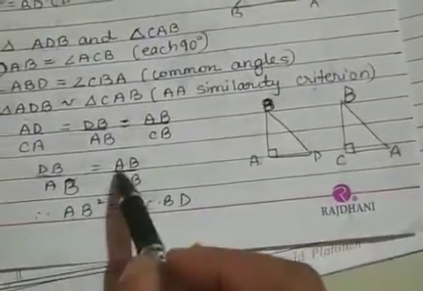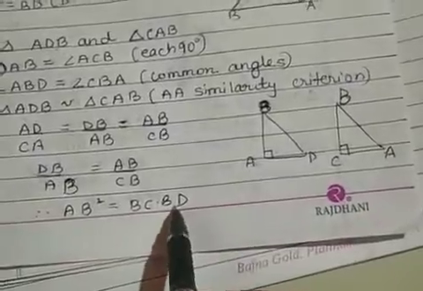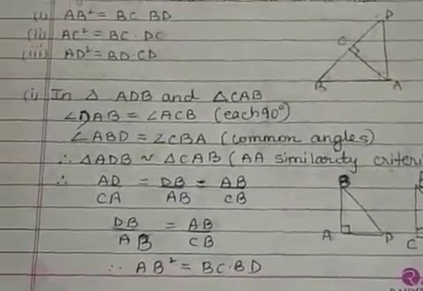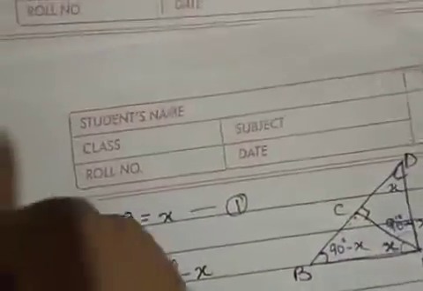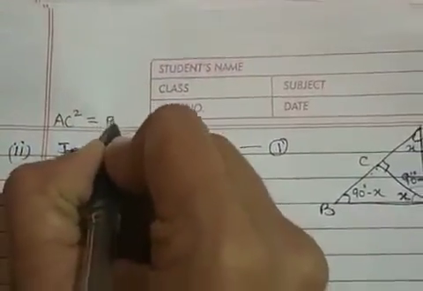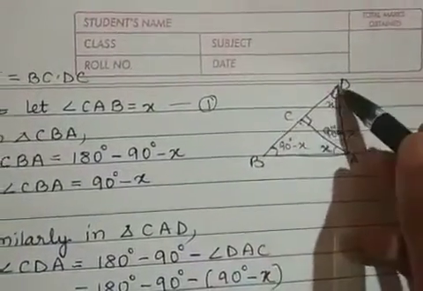So we get AB square is equal to BC multiplied by BD or DB. So we have proved the first one. Now let us see the second one. What you have to prove in the second one? In the second one we have to show AC square is equal to BC into DC. So AC square we have to show equal to BC into DC.